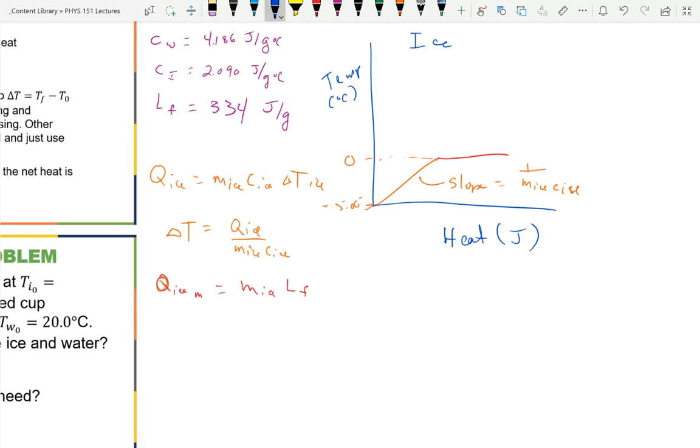Then what happens when it completely melts? You have Q ice, liquid equals mass of ice, specific heat. Now it's not ice anymore. What is it called once it's melted? Water.